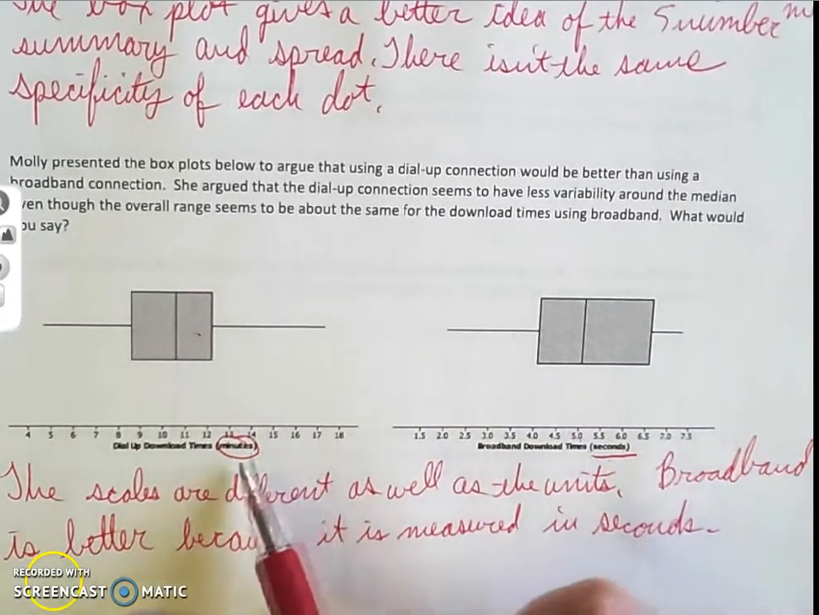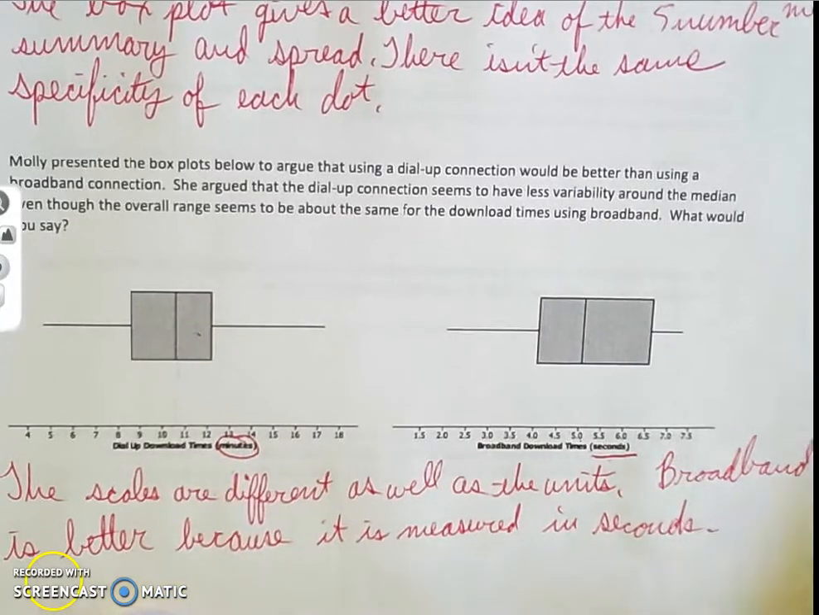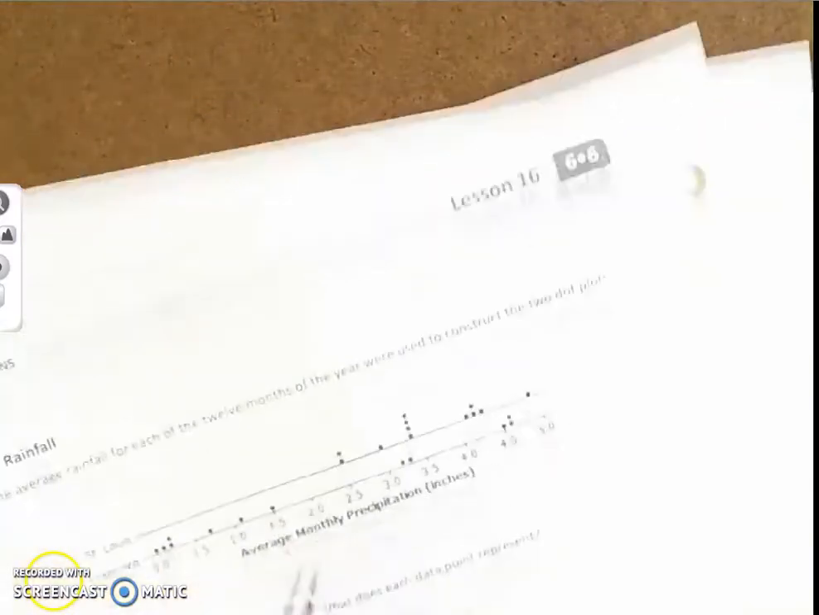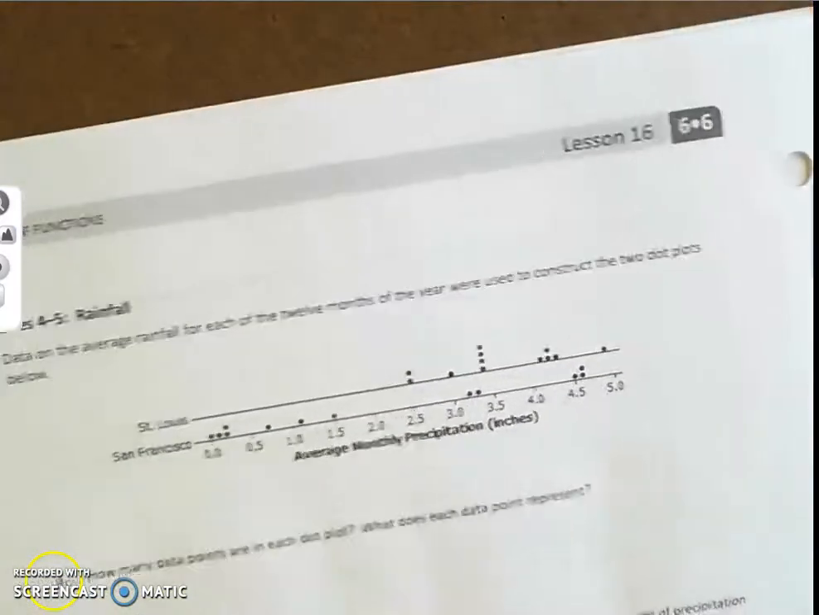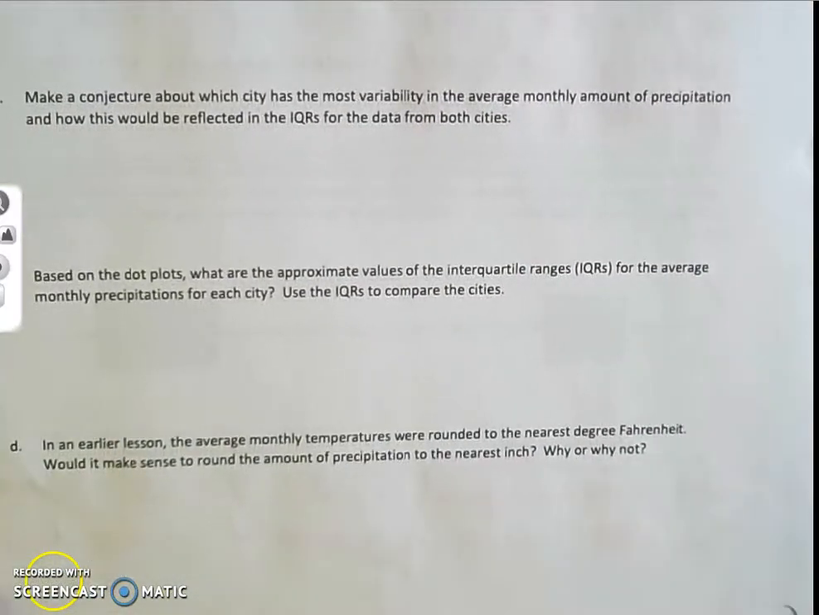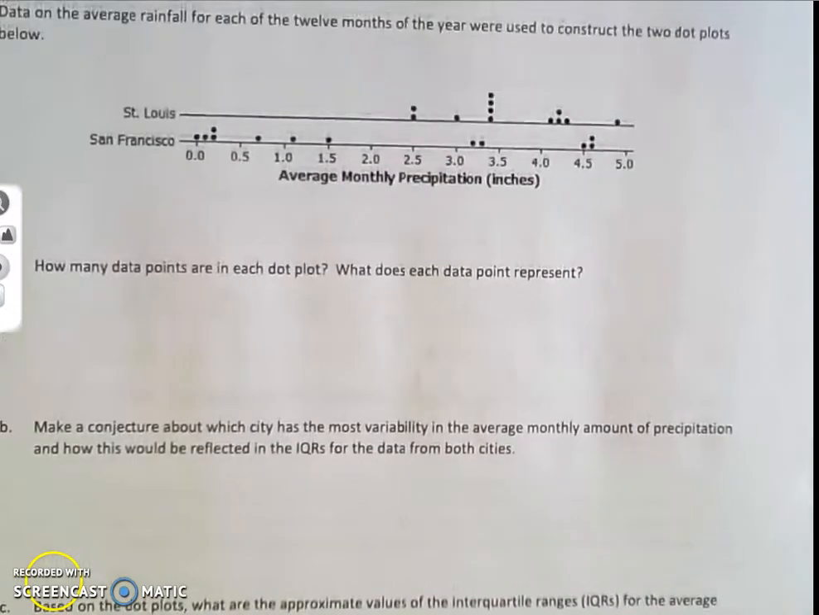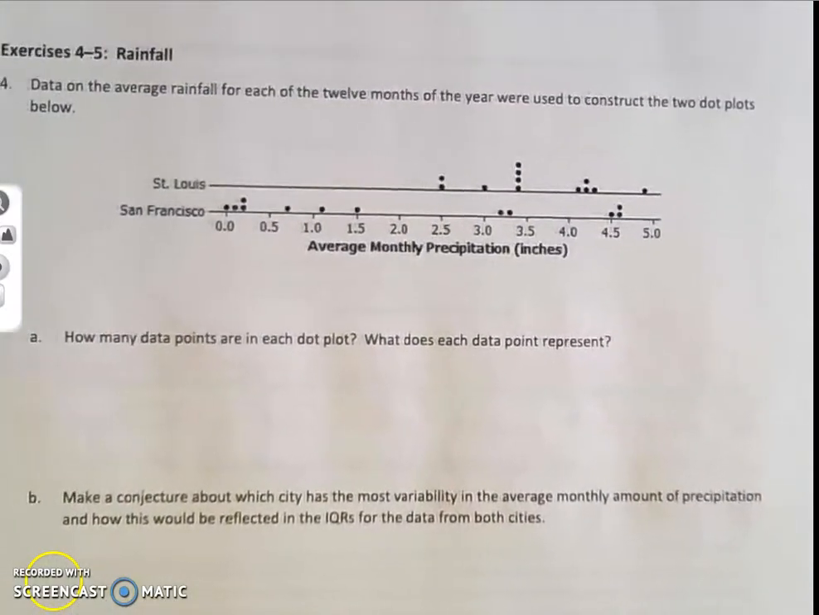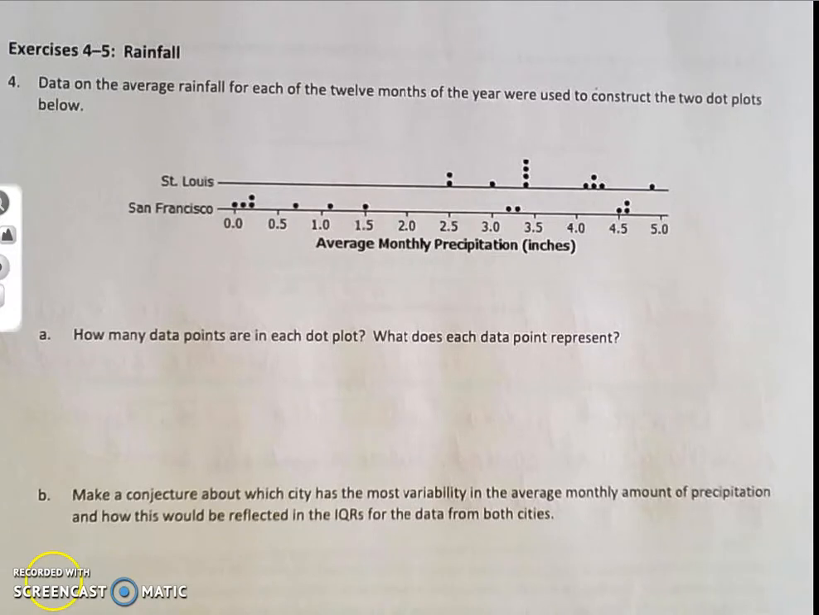So again, we want to make sure we're paying attention to the scale as well as those units. So now let's take a look at exercises 4 and 5. When we take a look at precipitation, and more specifically rainfall, we're going to go back to our 2 cities, St. Louis and San Francisco. Okay?